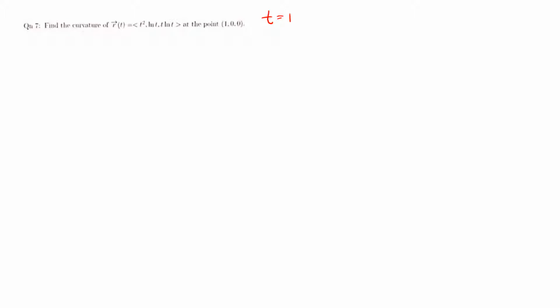So t squared would be 1 squared, which is 1, and the ln of 1 would be 0, and then ln of 1 times 1 would still be 0. So we get the point (1, 0, 0). So curvature is given by finding the first derivative, crossing the second derivative, finding that magnitude, all divided by the first derivative's magnitude cubed.